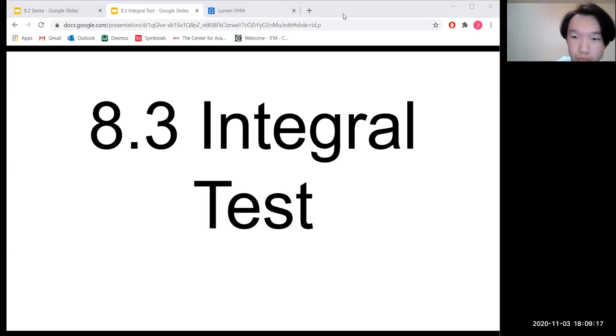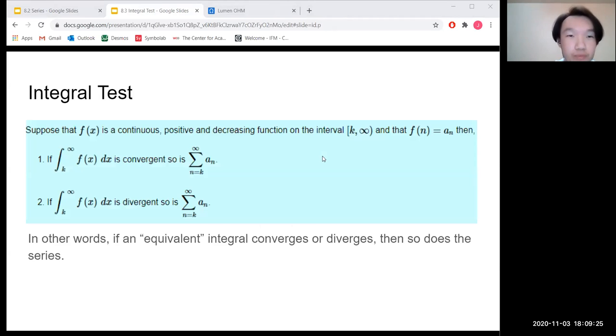So 8.3 is called the integral test. What is the integral test? Well, we will find out right now. So the integral test is the following. It says that if you have a continuous, positive and decreasing function. So let's just take a moment to figure out what all those words mean.